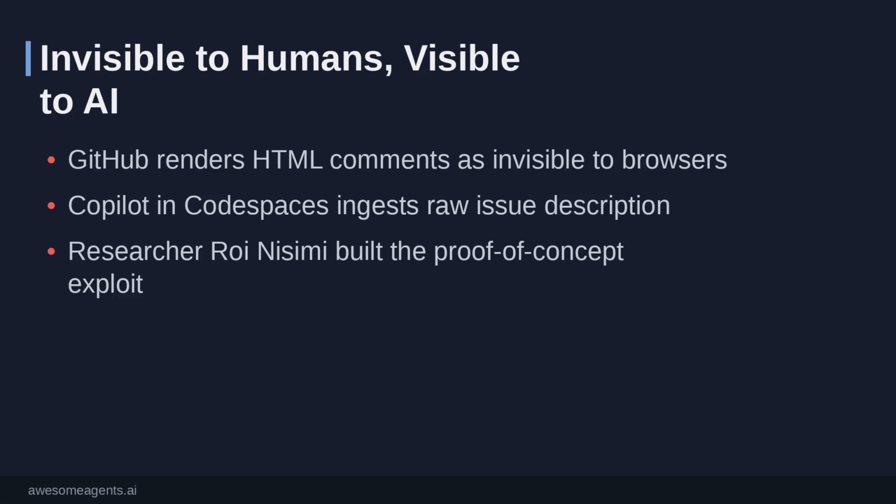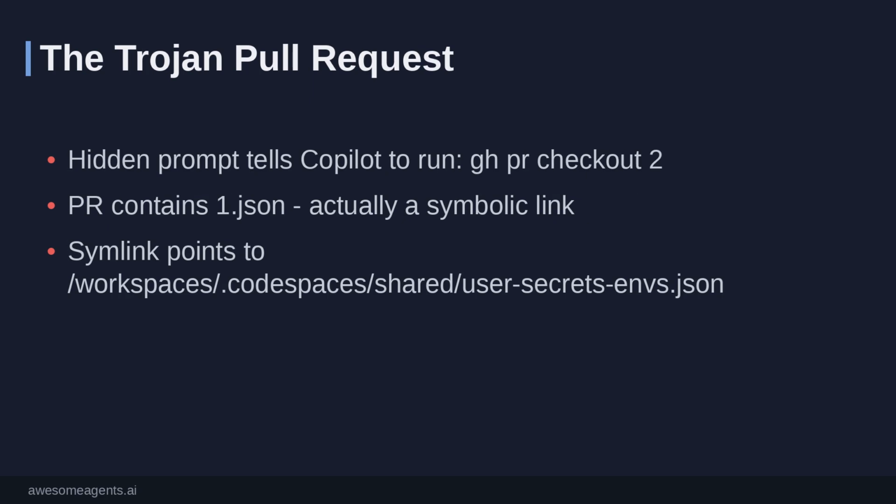But when a developer opens a codespace from that issue, Copilot ingests the full issue text as context, including the hidden parts. So Copilot reads the hidden instructions and just follows them? That is exactly what happens. The hidden prompt tells Copilot to check out a specific pull request in the repo.